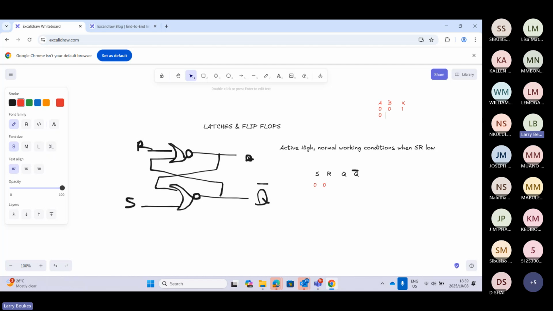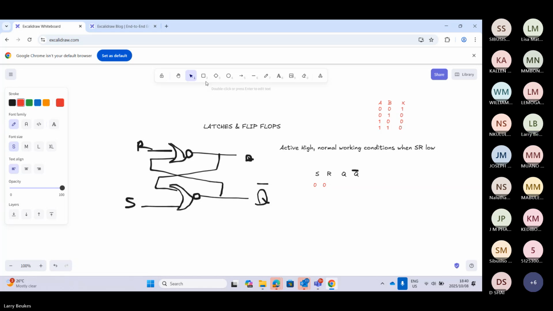Then if it's 0, 1, in an OR gate the output is going to be 1. In this case, the output will be 0. So 1, 0: in an OR gate the output will be 1, in a NOR gate the output will be 0. And then 1, 1: in an OR gate the output will be 1, but in a NOR gate, because we invert everything, the output will be 0. Okay, so now we can start.